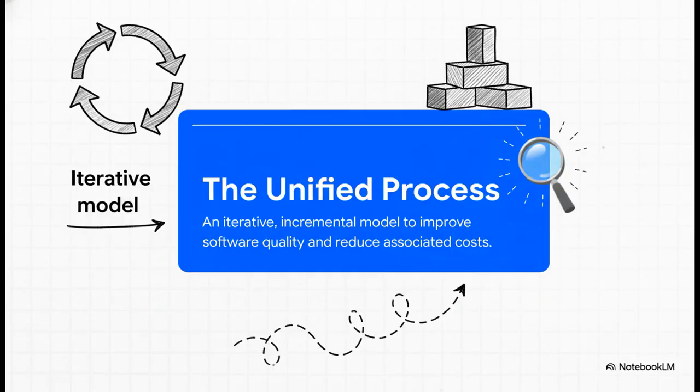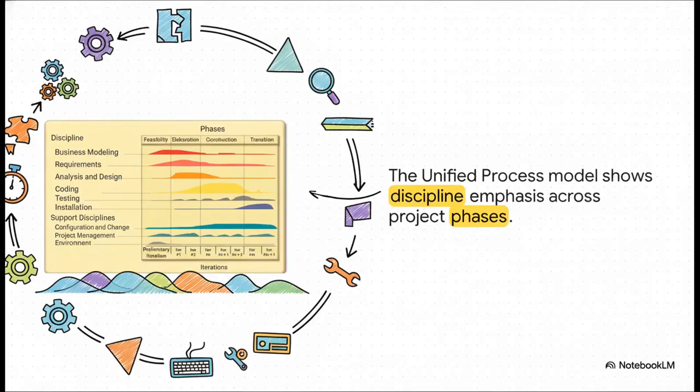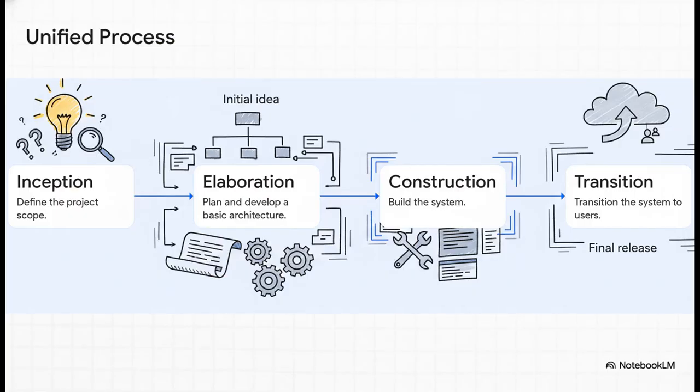A common way to do this is with the unified process, which organizes the whole development lifecycle. This chart really lays out the whole life cycle, with different tasks happening in parallel across phases. The key thing is it breaks development into 4 main phases, from the first idea to the final release.